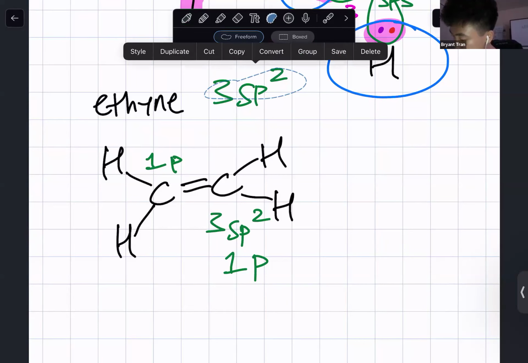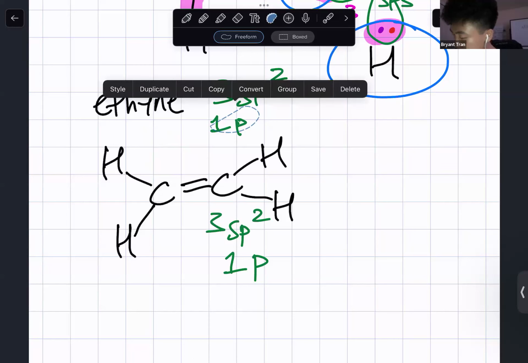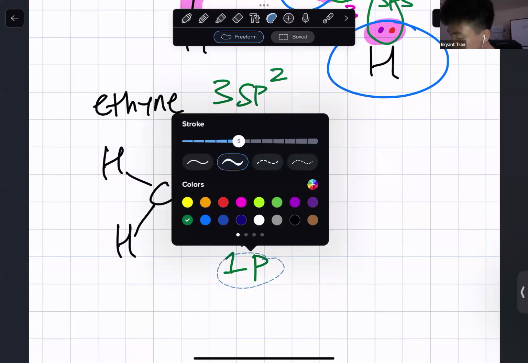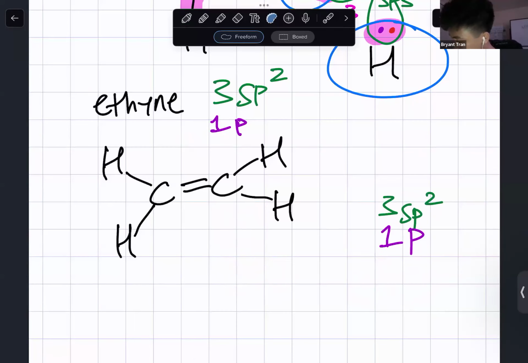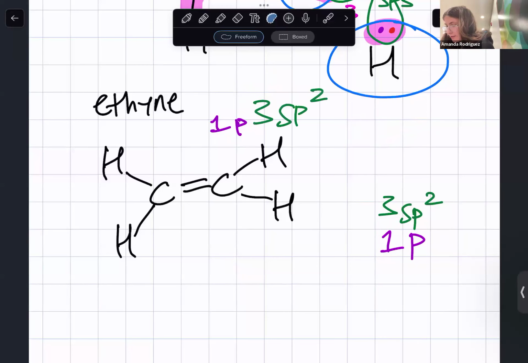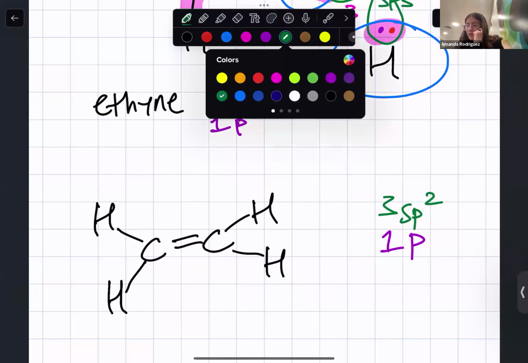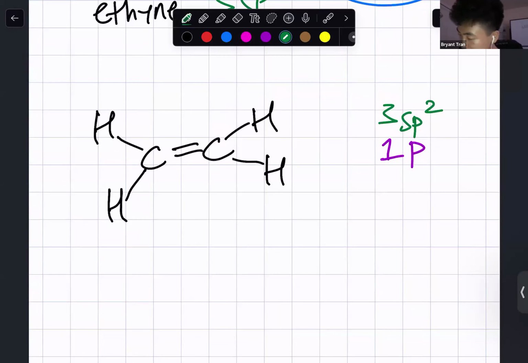Okay, so now I'm gonna color code this. I'm gonna color code the sp2 as green, and I'm gonna color code the p orbital as purple. Do you remember the shape of an sp2 orbital, Amanda? It was like a sphere and like half a dumbbell with a sphere. Right, right. So I'm gonna draw that out like this. So let's say that carbon is this carbon right here, and I'm gonna draw its three sp2 orbitals like this.